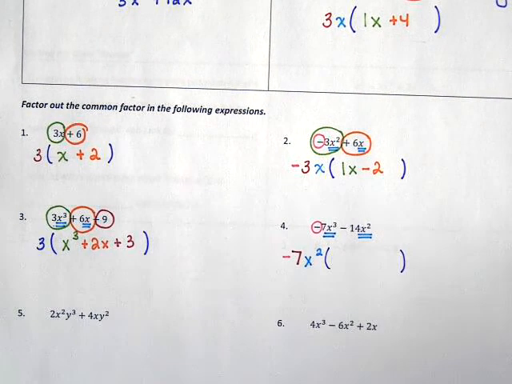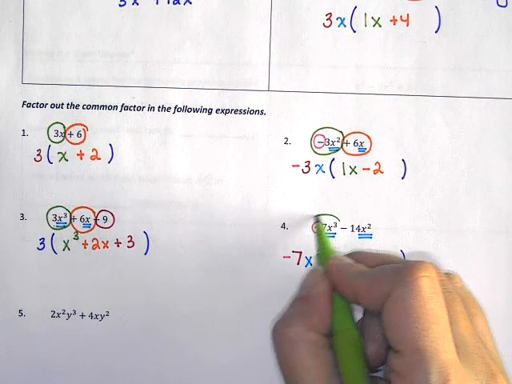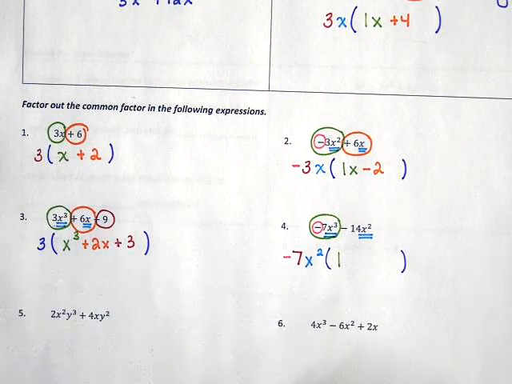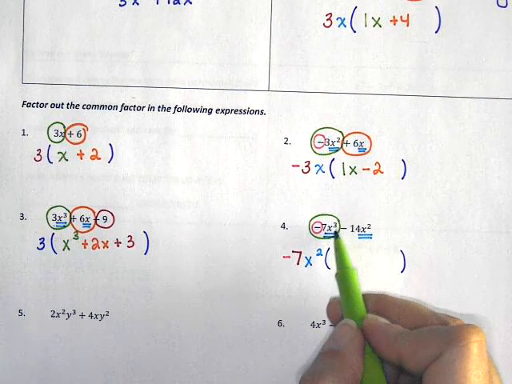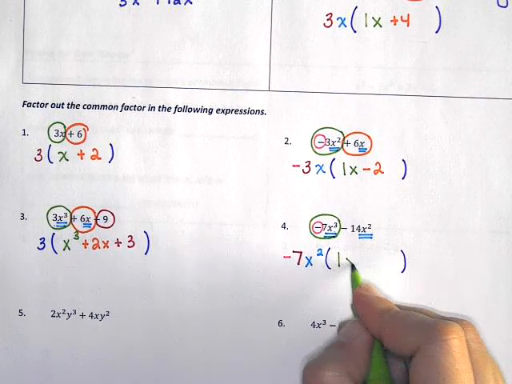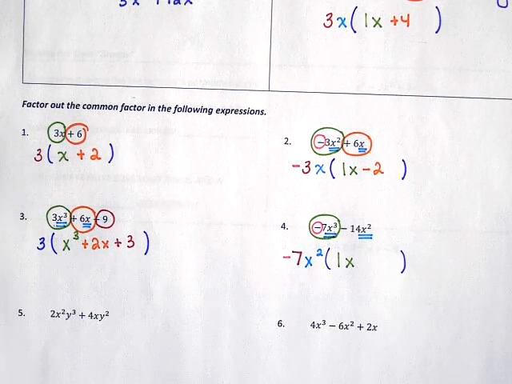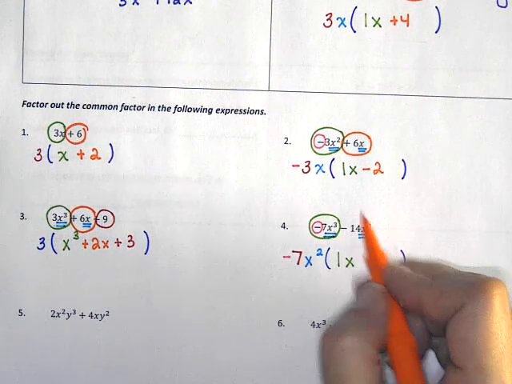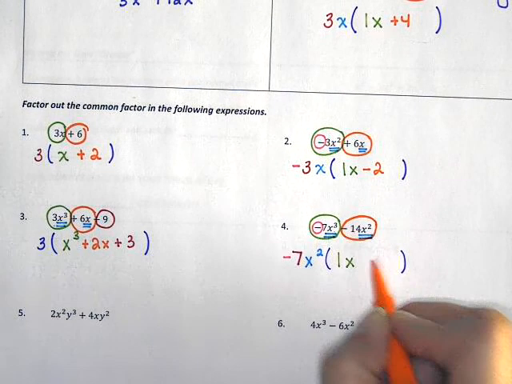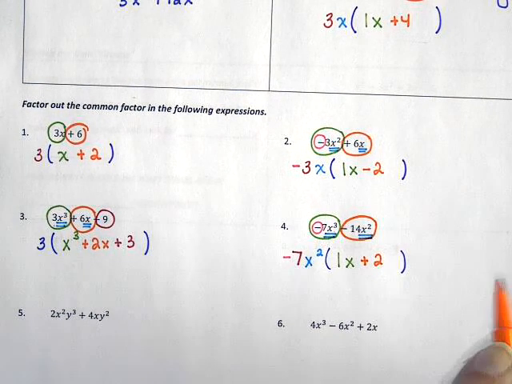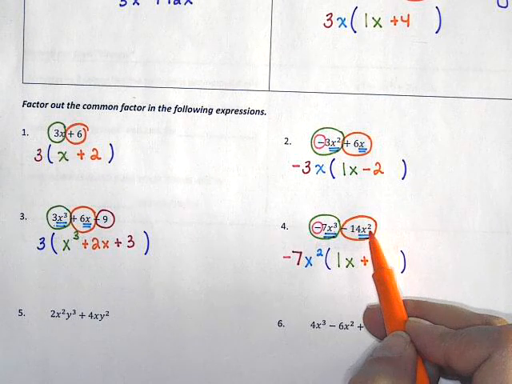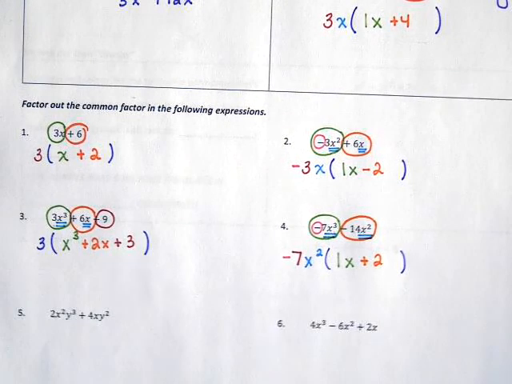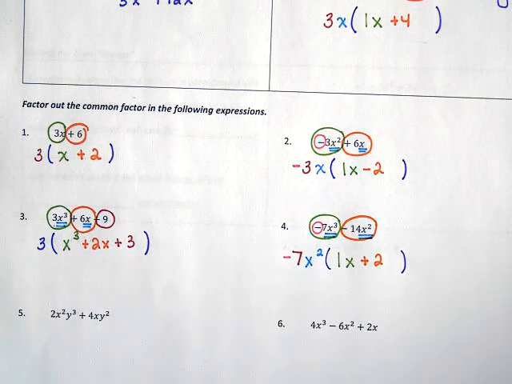So what's left? Well, negative 7 divided by negative 7 would just be 1. 3 copies of x, take out 2 of them, we have 1 copy of x left. Then negative 14 divided by negative 7 would be positive 2. He used to have 2 copies of x, but we took them both out, so there are no x's left.